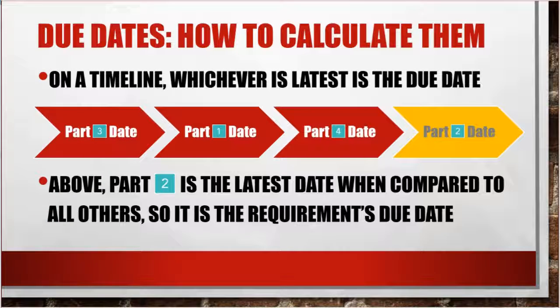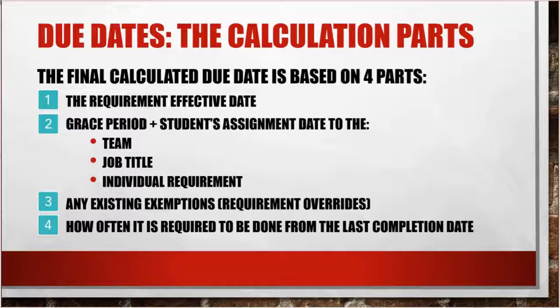Simply put, once you know the four parts for the requirement, you can easily compare those to each other, and whichever date is the latest, that will end up being the student's due date. So VTA will say, when was it made effective? When were they assigned? What was the grace period they had? Are they exempt or not? And do they have a completion, and how often they should take it?